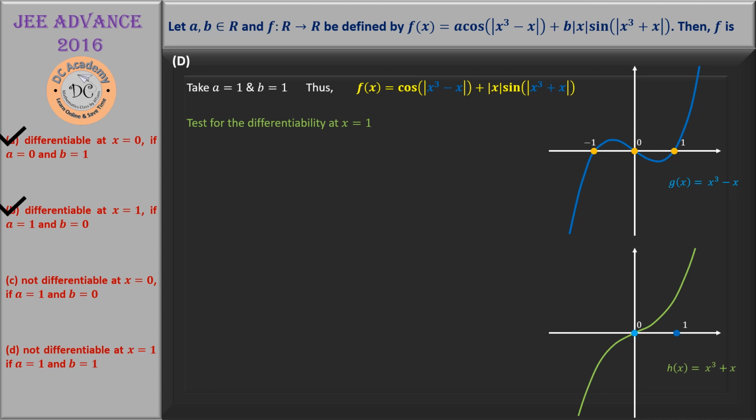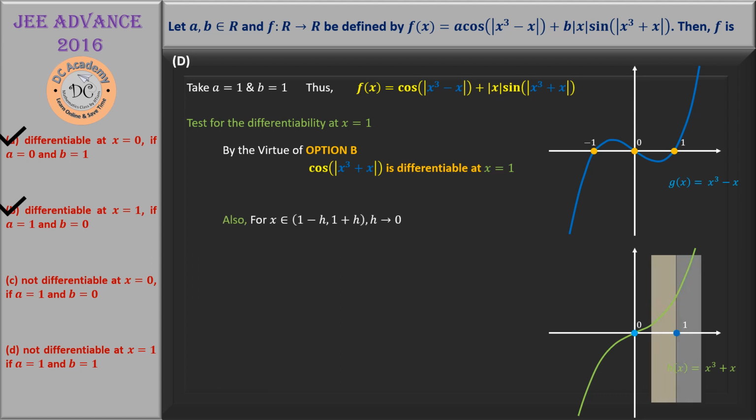When we want to test for differentiability at x equal to 1, by virtue of option B, we already noticed that when a equal to 1 and b equal to 0, this function gives us f(x) equal to cos of (x cube minus x), and this function is differentiable. We already proved that. So by option B, this cos term is differentiable at x equal to 1. Now we need the other function.